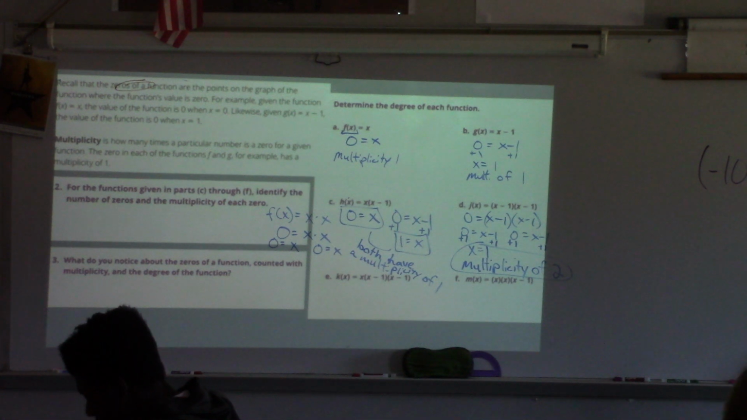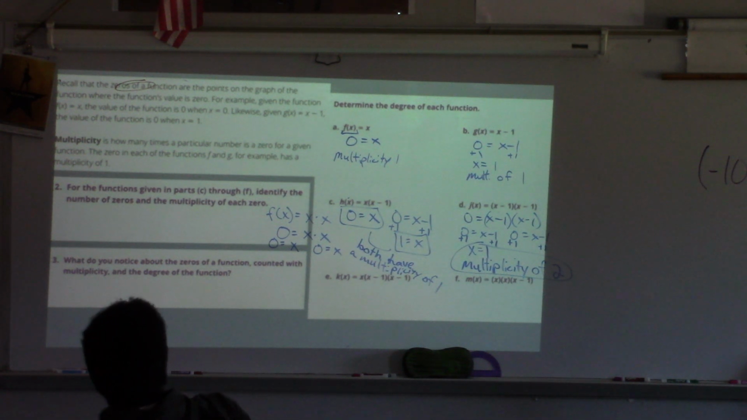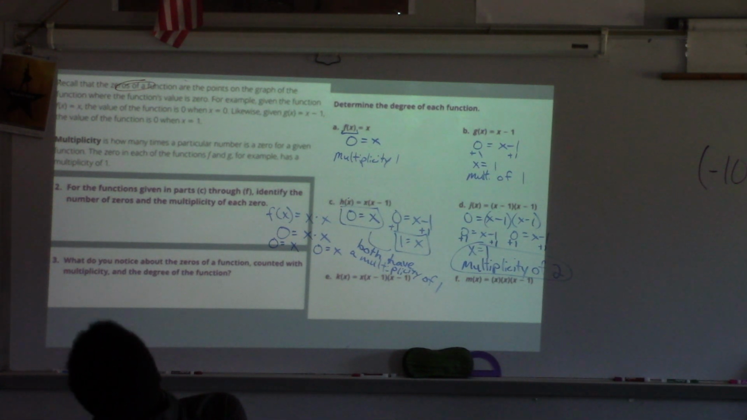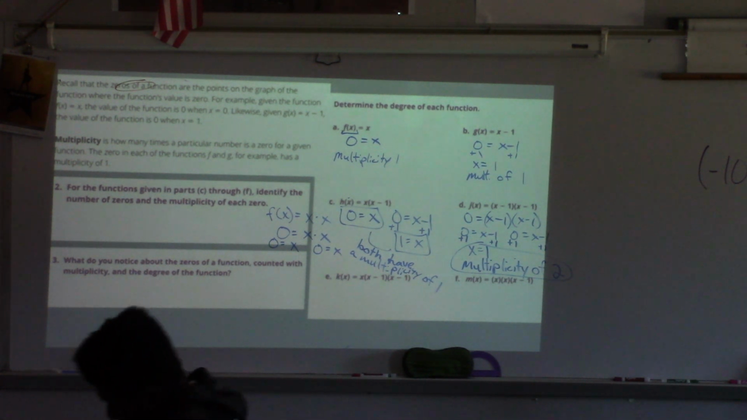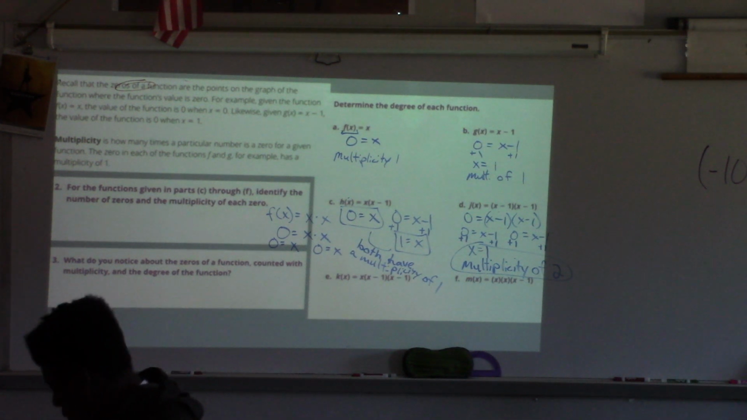Remember, I just said it has to be factored, because what property can you use when it's factored and equal to 0? The zero product property. It's already factored, so I can use the zero product property. So 0 is equal to x, and 0 is equal to x minus 1. So how many times did this zero show up? Once, so that multiplicity is 1.